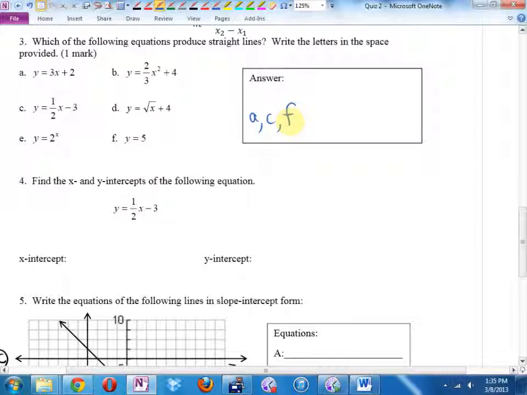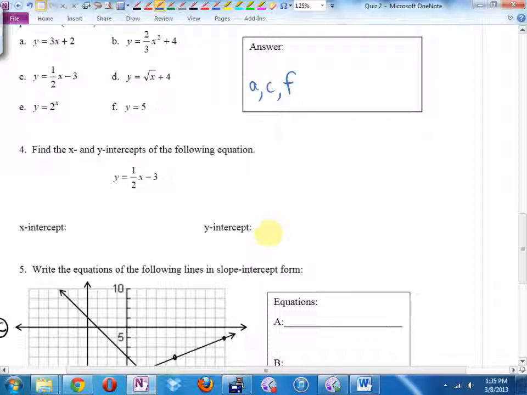I don't know. Number 4, find the x and y. Well, y-intercept is easy because that's in slope-intercept form. How do I find an x-intercept? Put a 0 in for? Because I asked you to. Put a 0 in for. I'll never get tired of that joke.